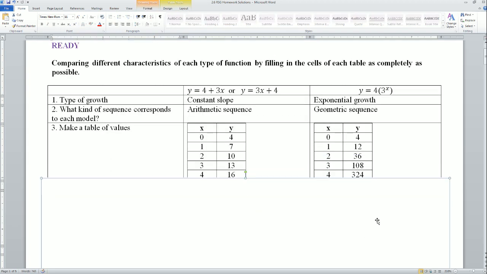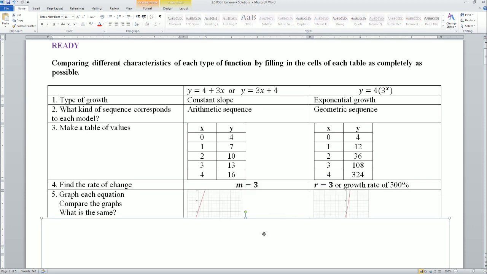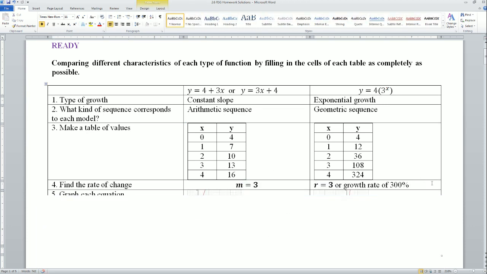Next, I computed some values. I started with the 0 term, plugged it in, and got the y value. Compute 0, 1, 2, 3, and 4. Once I did that, I was able to find the slope for the rate of change. For this one, it is just what is in front of the x, which is 3. For this one, I am looking right here for the r, which is the common ratio. In this case it was 3, so I wrote 3 here, or you could think about that as a growth rate of 300%.